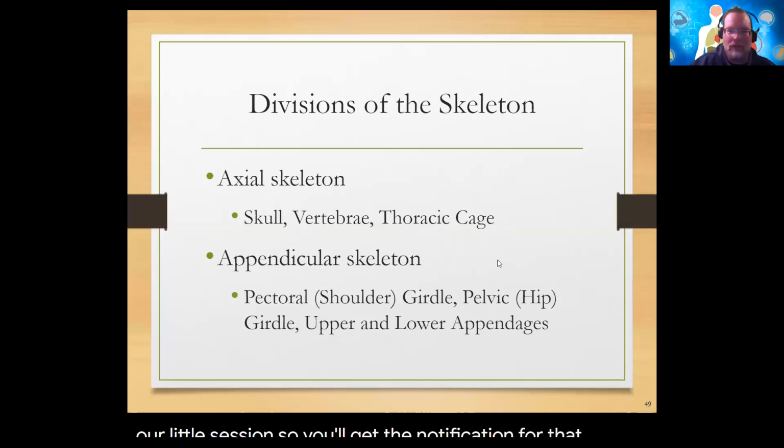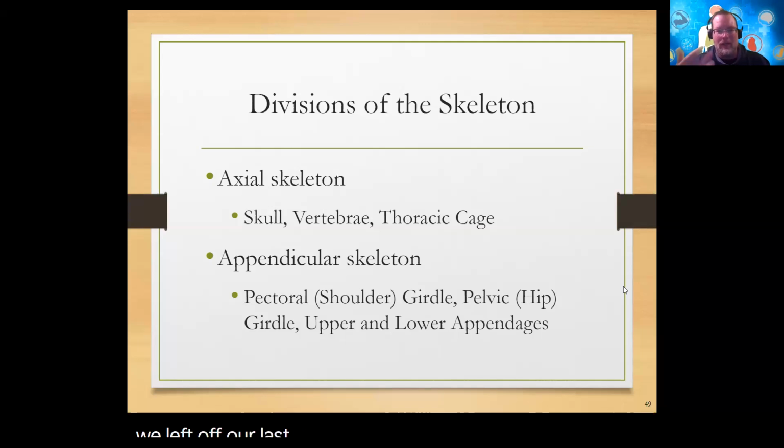Okay, we left off our last meeting discussing the divisions of the skeleton. We went through some of the bone tissue aspects, the different bone cells that we find, different items that we see in the matrix of bone. We also got into discussion about long bone, short bone, flat bone, irregular bone as well. So anyway, we're going to get into some specifics today.